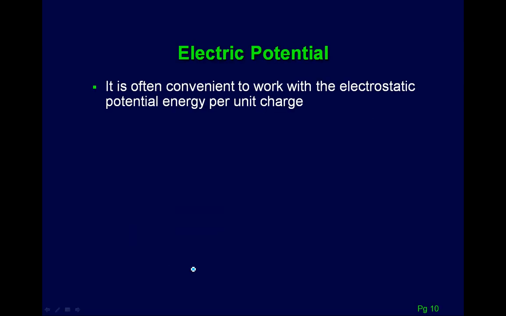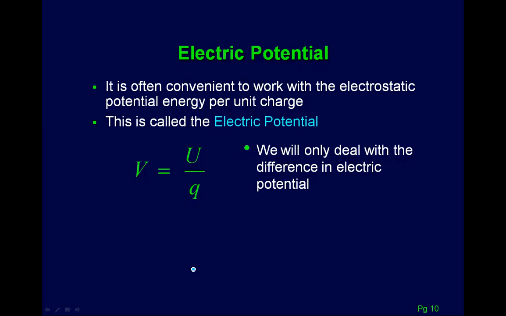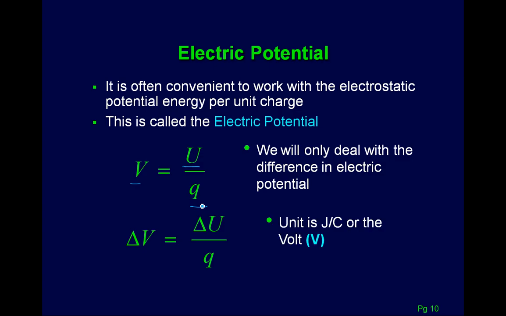So electric potential is a convenient way to work with this energy. What we're basically saying is that it's the electrostatic potential energy per unit charge, and it's called the electric potential. We use a V. The units of this are volts, and so this is where volts comes from. Electric potential is the electric potential energy divided by charge. Oftentimes we're going to be dealing with changes in this, and so we'll talk about delta V as opposed to just V. And again, the units are volts.